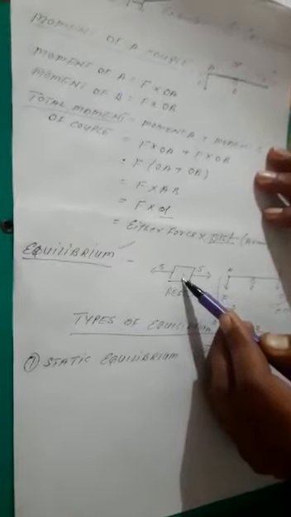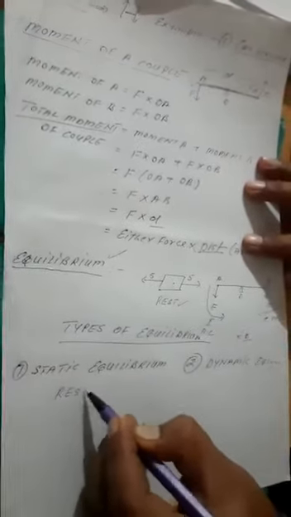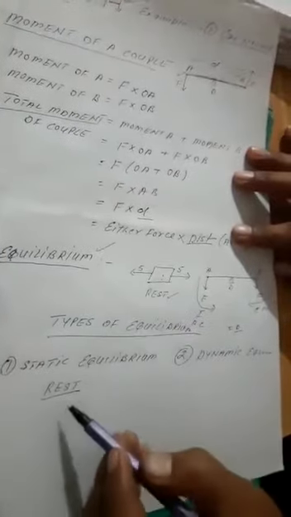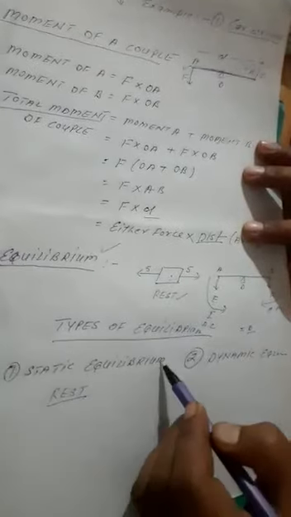Static equilibrium is this: when several forces are acting on the body and the body remains in its state of rest. Static means rest. Many forces are acting on the body but the body is still in its state of rest. This is known as static equilibrium.